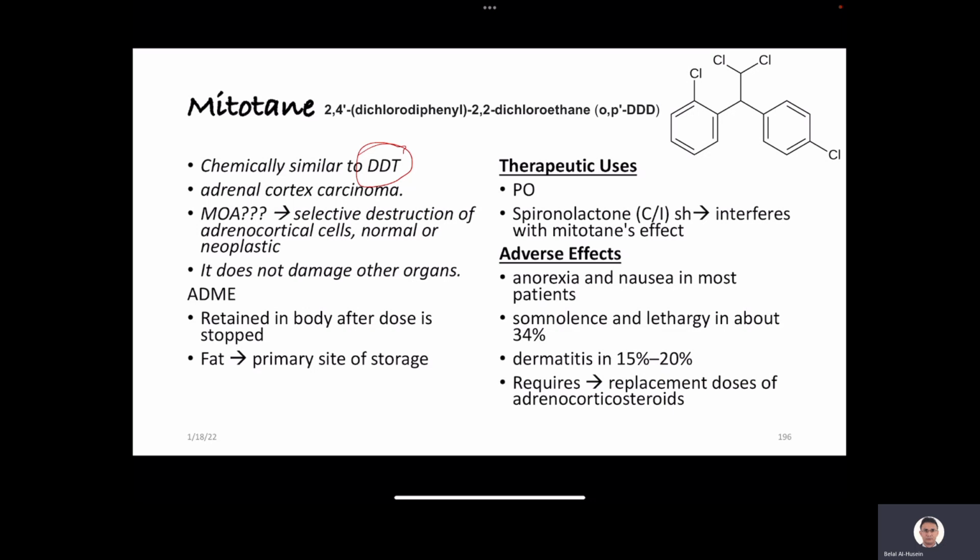So mitotane is specifically used for adrenal cortex carcinoma. Now for adrenal cortex carcinoma, if you reduce the activity of adrenal cortex cells, especially if you give spironolactone, you will slow down the replication of cells, like the proliferation rate of cells, and they will be less responsive to mitotane. So you have to know that you cannot give both drugs concomitantly.